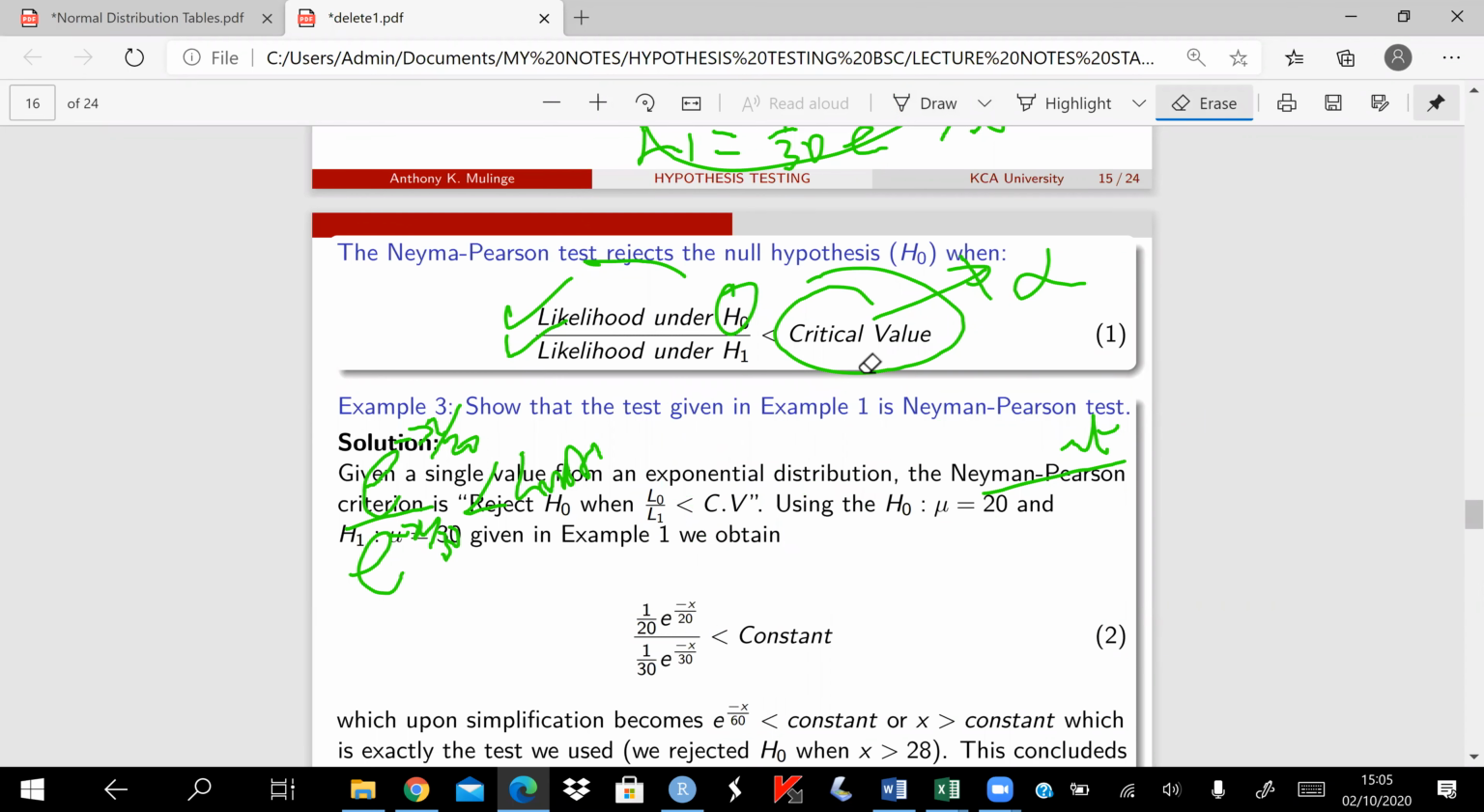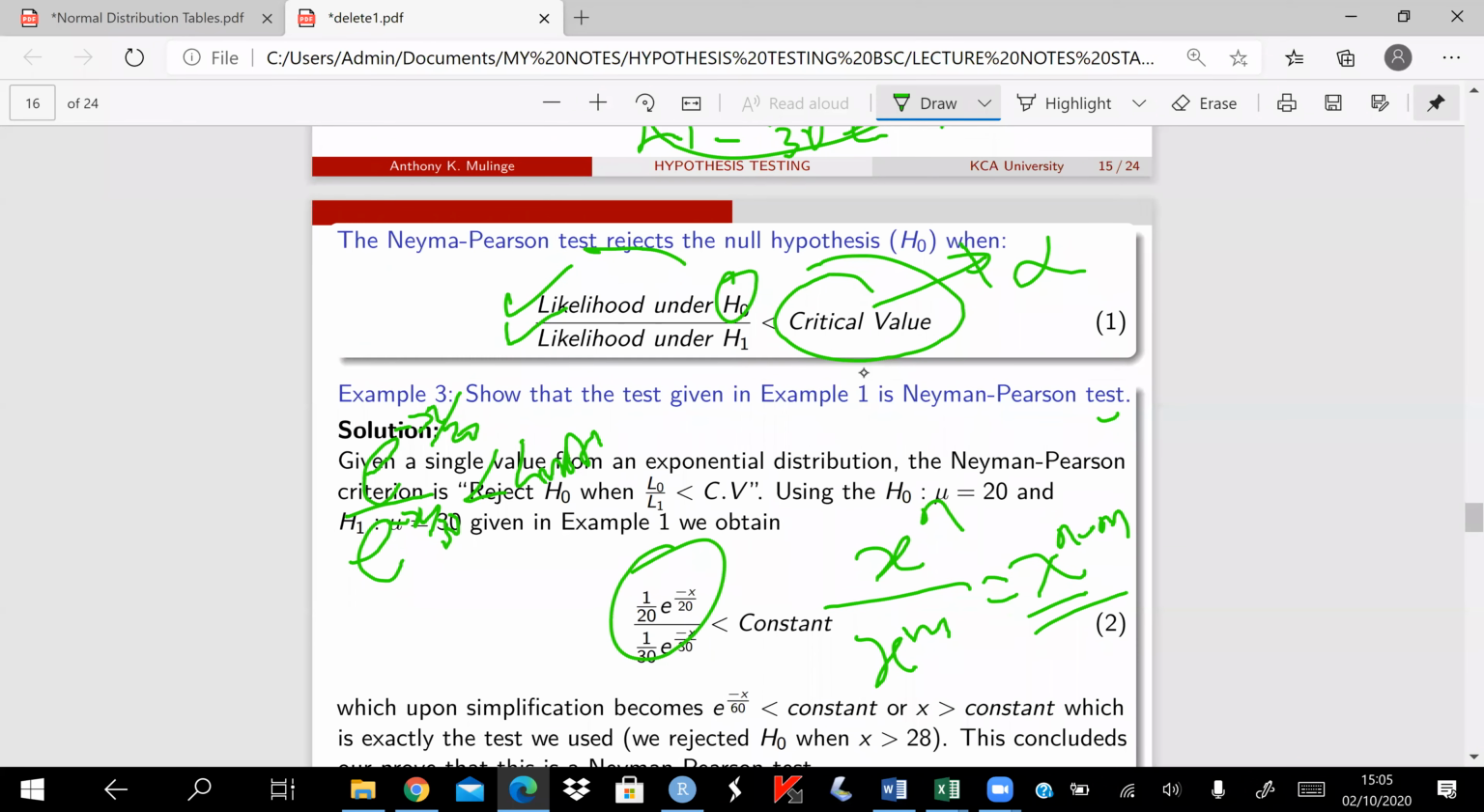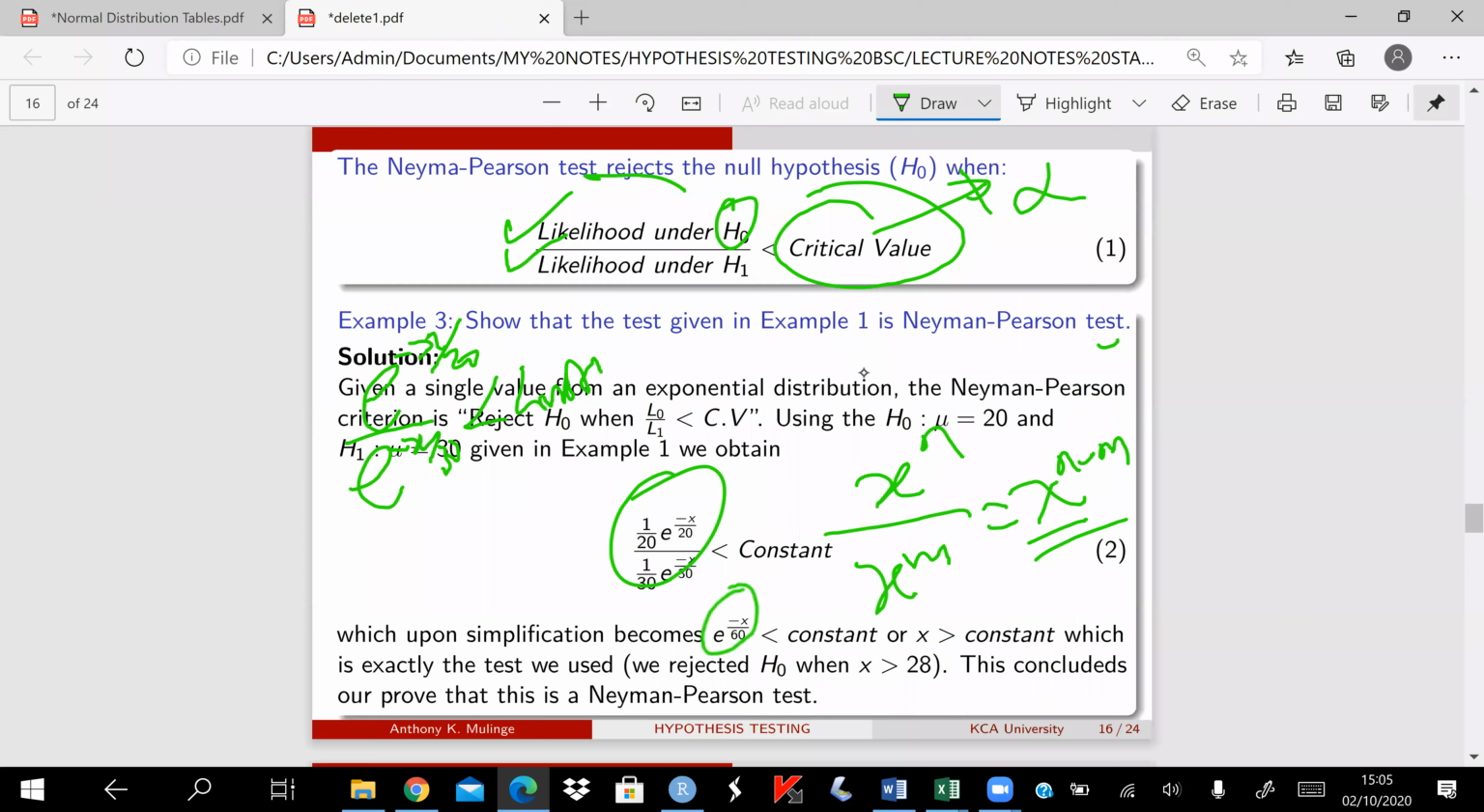you see these are simplifications of something like this. If you have x power n divided by x power m, we know this is the same as x power n minus m. You know that bit, huh? So using the same logic here, when you simplify the left-hand side, you'll be left with that, which is less than some constant. We don't care about the value of the constant at the moment. Okay, so when you have e raised to power minus x over 60 is less than, let me call it k, constant.